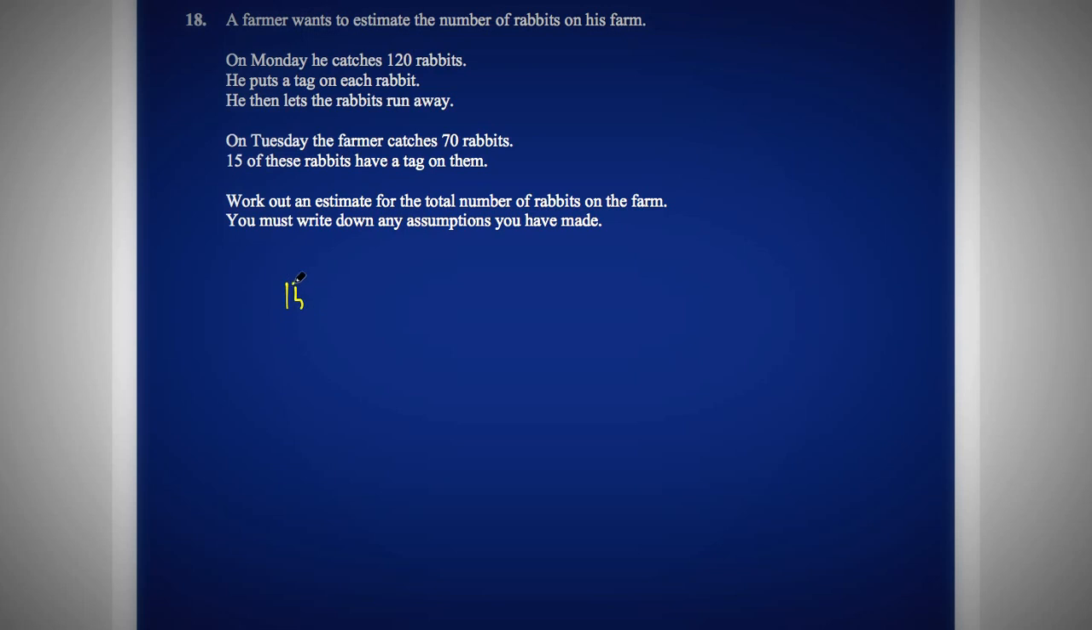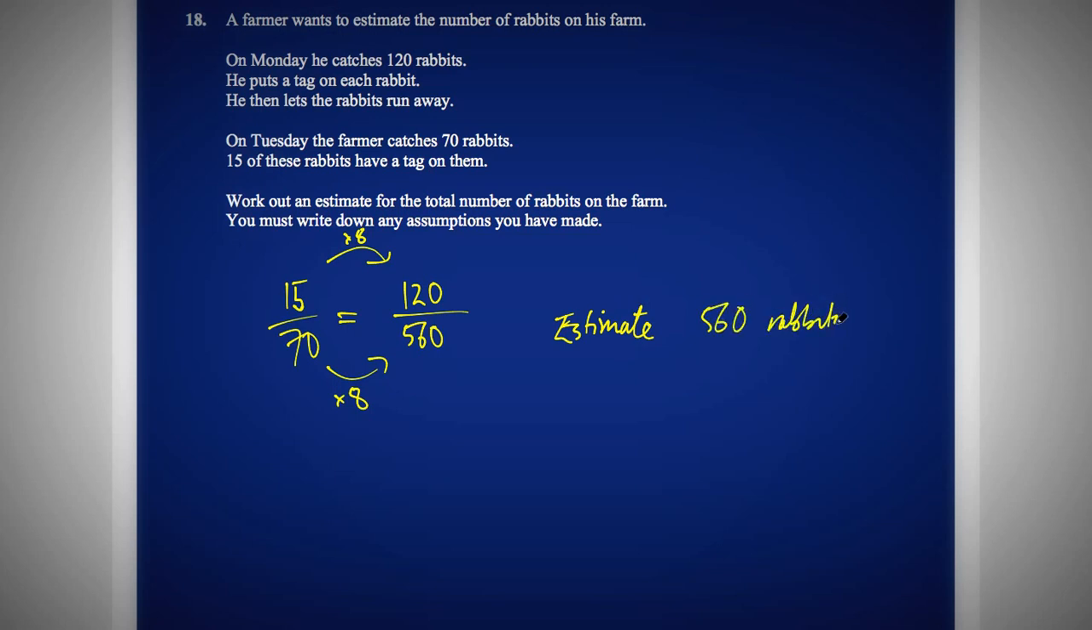So, 15 out of the 70 rabbits have tags when he catches them the next day. And we assume that that's the same proportion of rabbits as he tagged. So he tagged 120. So if 15 out of 70 are tagged, we have the same proportion. So 15 to get to 120, 120 divided by 15 is 8. So times 8, and do the same thing to the denominator here. 70 times 8 is 560. So estimate 560 rabbits on the farm, and let's think about some assumptions we've made.